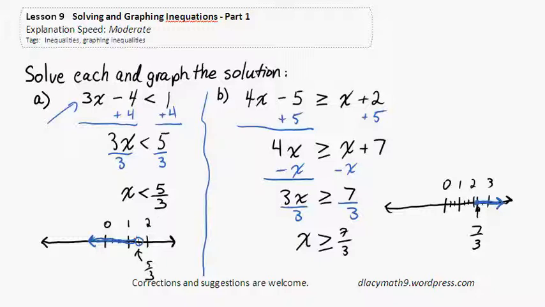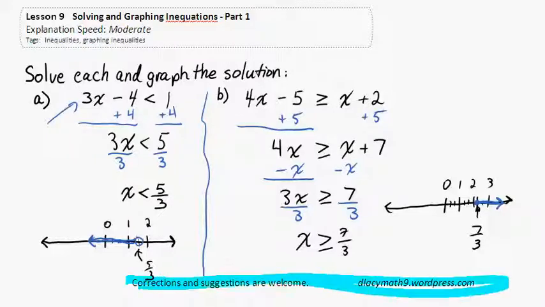As a check, notice that 0 is not part of the answer. If I put a 0 in here in place of x, I would get a false statement. It would say that 0 is greater than or equal to 7/3. Well, it should be false because 0 is not part of the answer. Well, that's it. Please try some practicing on these ideas.